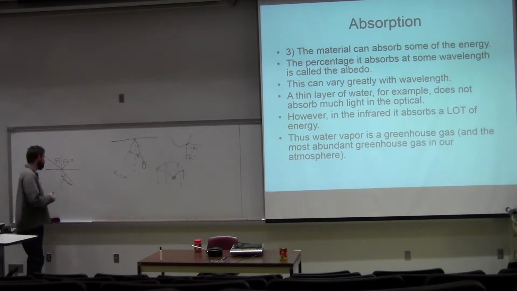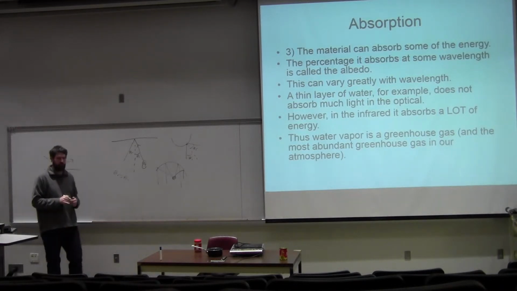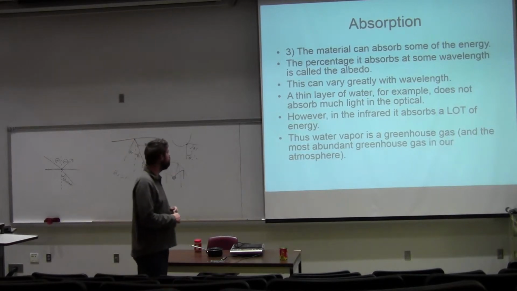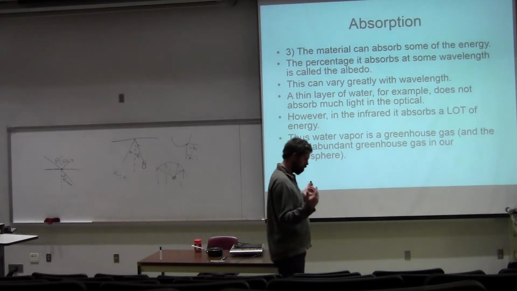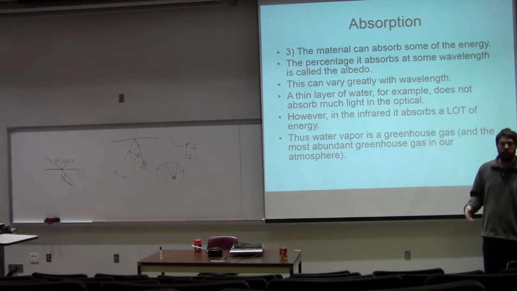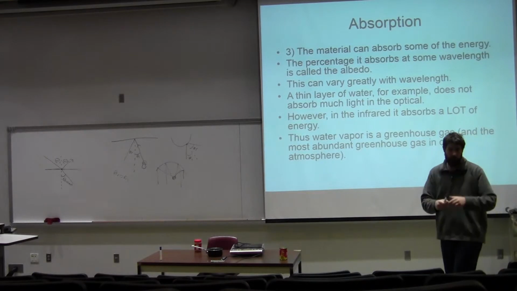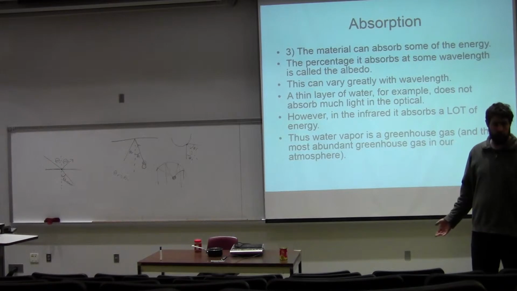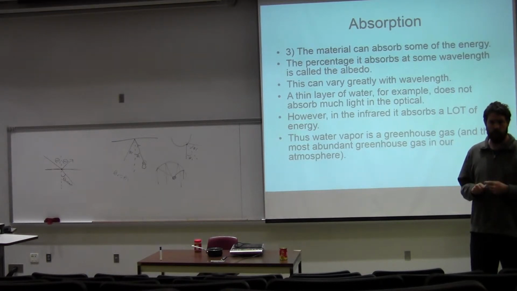The third thing that happens is absorption. The light simply gets absorbed by that surface. Now, the percentage that gets absorbed depends on the substance and the wavelength. For example, if I have a cup of water, it lets optical light pass through it. It doesn't absorb very much light at all. Infrared energy, though, will be absorbed at very, very high percentages by that water.